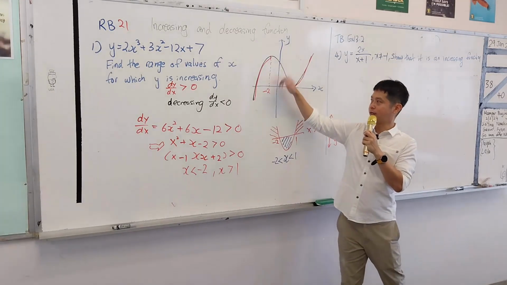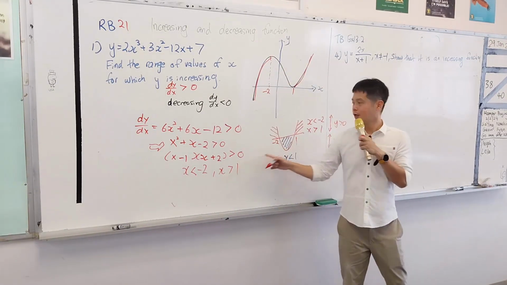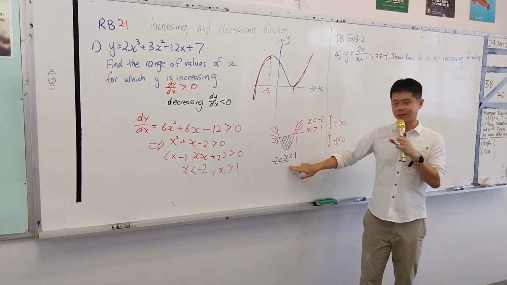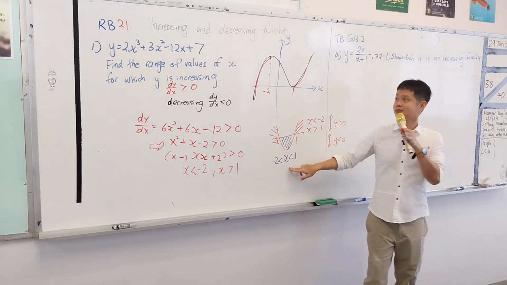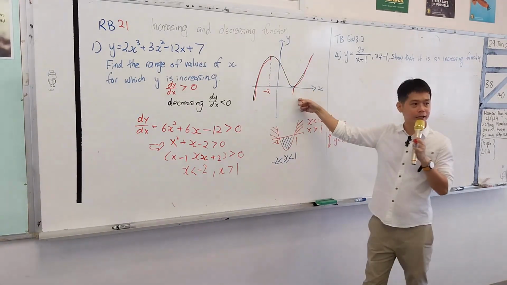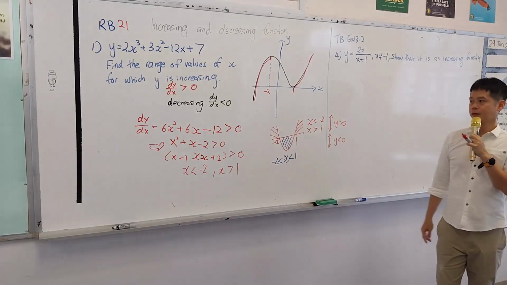So it is increasing when x is less than negative 2, which is why I drew the diagram for you first, and it is increasing when x is more than 1. Now, what happens if I take the middle one? You realize that it is decreasing. So between negative 2 and 1, it is decreasing. So the method works. All right?